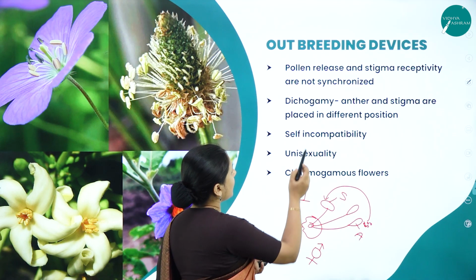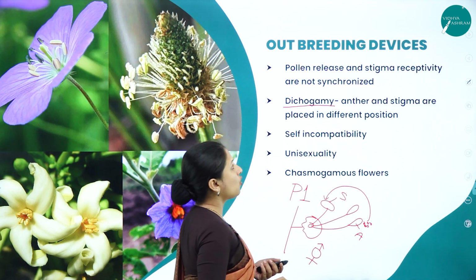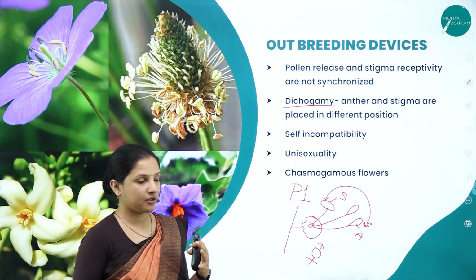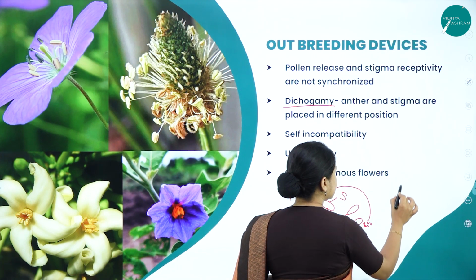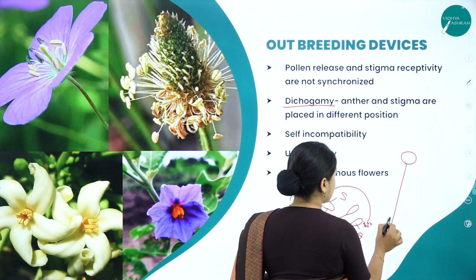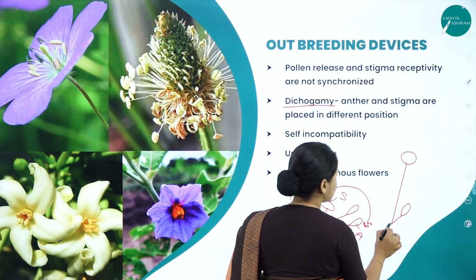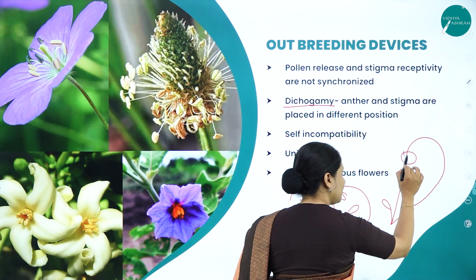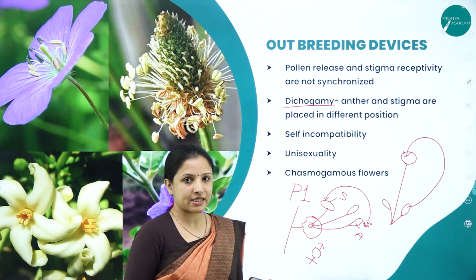And next, they follow a process called dichogamy. Dichogamy means anther and stigma are placed at different positions. Say for example, the stigma may be very lengthy and the anthers may be very small. For the pollen grain to go from here and fall on the stigma is very, very difficult, not achievable.